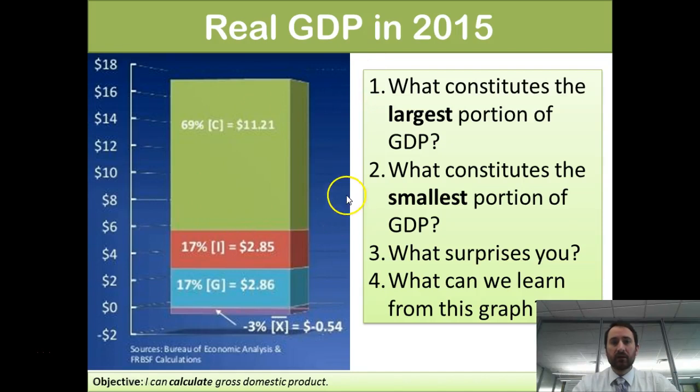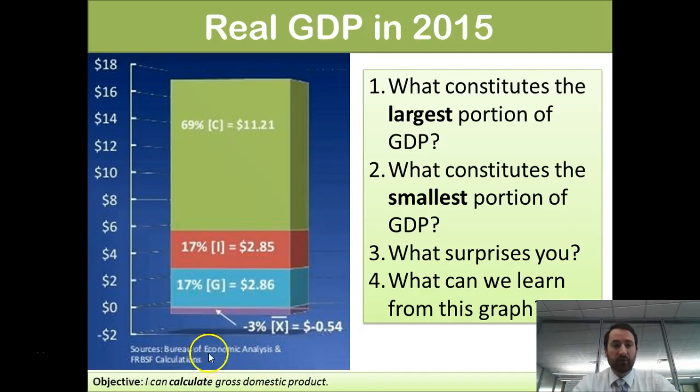Alright, we can see that the largest portion of GDP is consumption, here at 69%, and that should not surprise us anymore. Notice that business investment and government spending are approximately the same, and here we have our net exports, here is a negative 3%, negative 0.54, I think that's in trillions of dollars. Okay, so just like what we were looking at before, that's the smallest portion. Anything surprise you there? Possibly that this is so large in comparison to these two, that this is negative and brings our net export down. Maybe just simply the size of our GDP is surprising in and of itself.